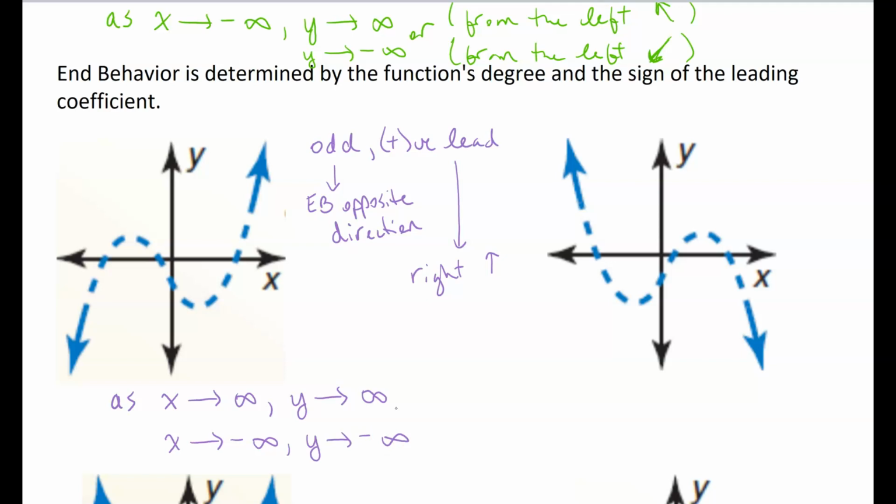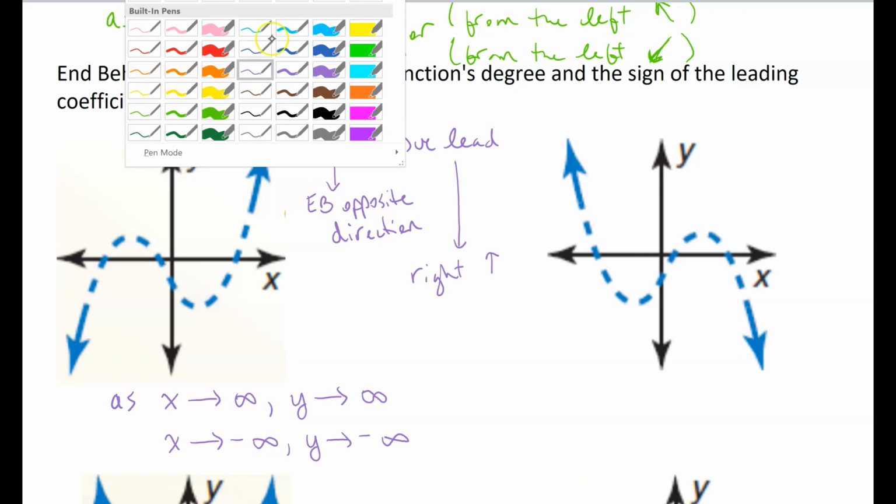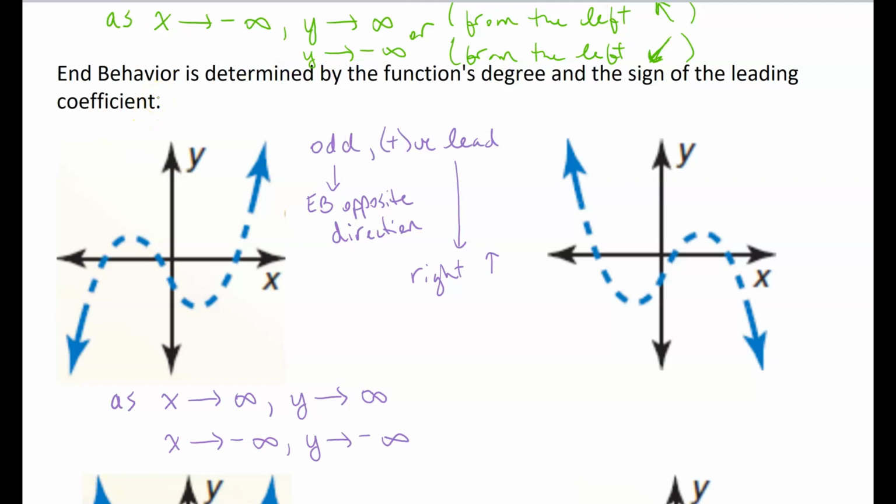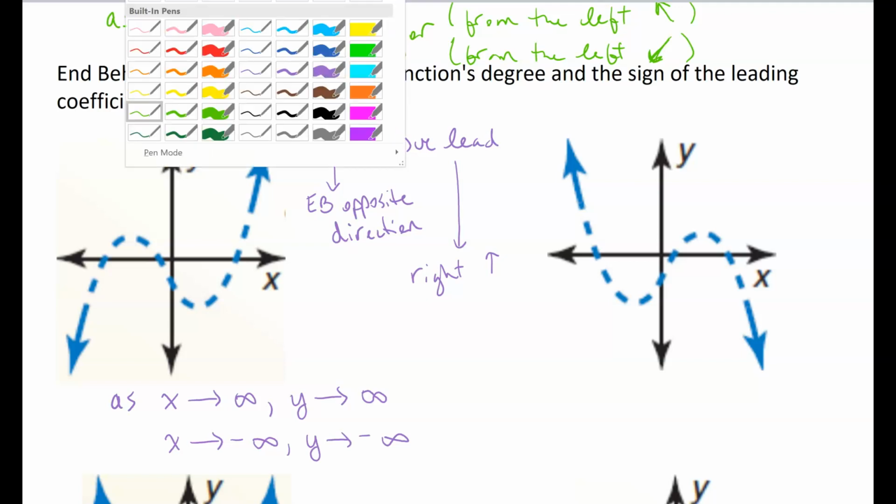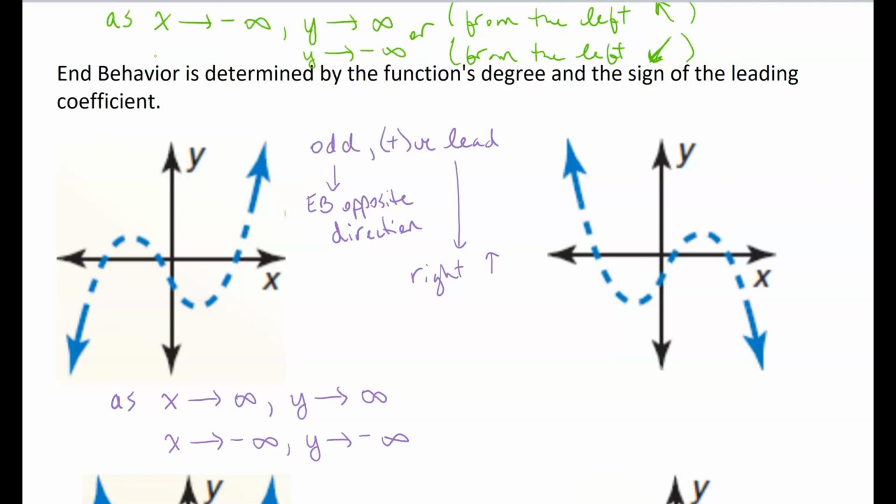So in the test, you just draw the arrows? Yeah, it's an arrow notation. What does the top say? Odd, comma, positive lead.